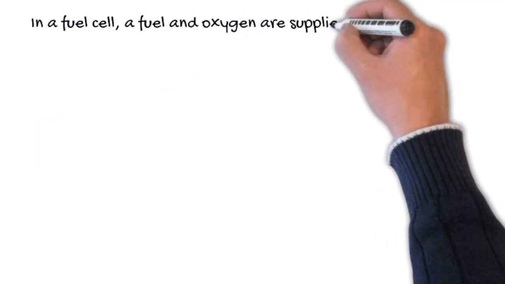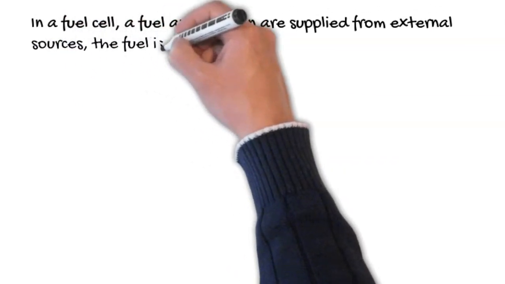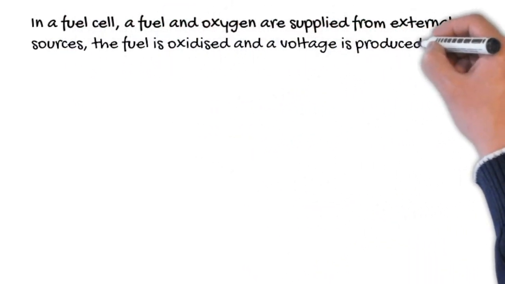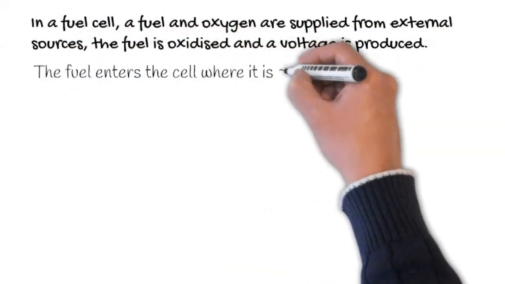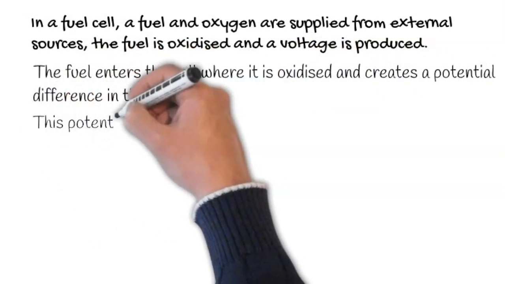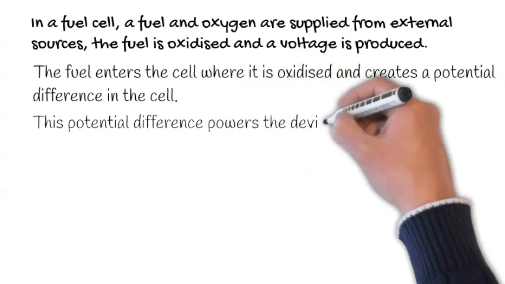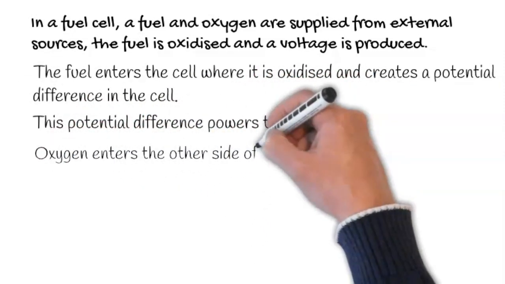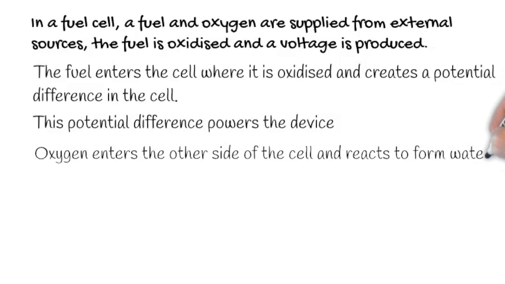In a fuel cell, a fuel and oxygen are supplied from external sources. The fuel is oxidized and a voltage is produced. The fuel enters the cell where it is oxidized and creates a potential difference in the cell. This potential difference powers the device. Oxygen enters the other side of the cell and reacts to form water.